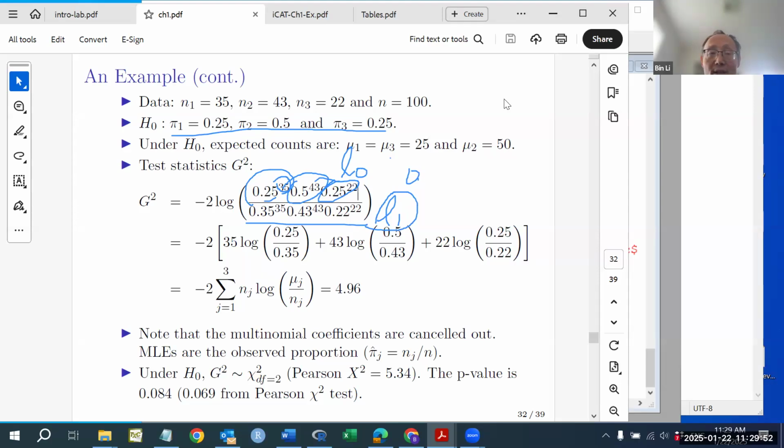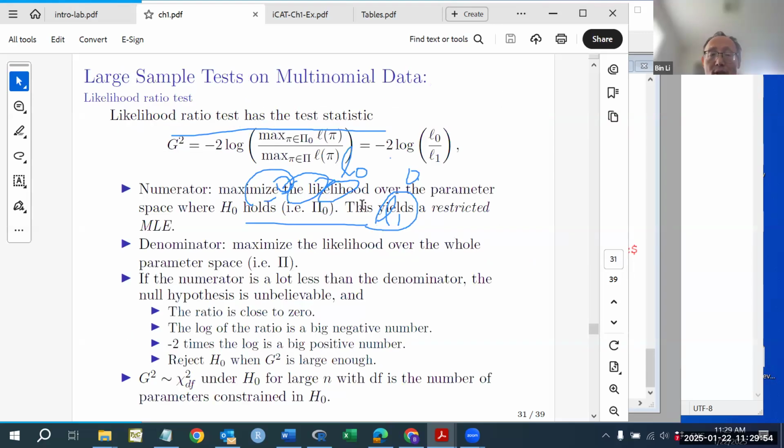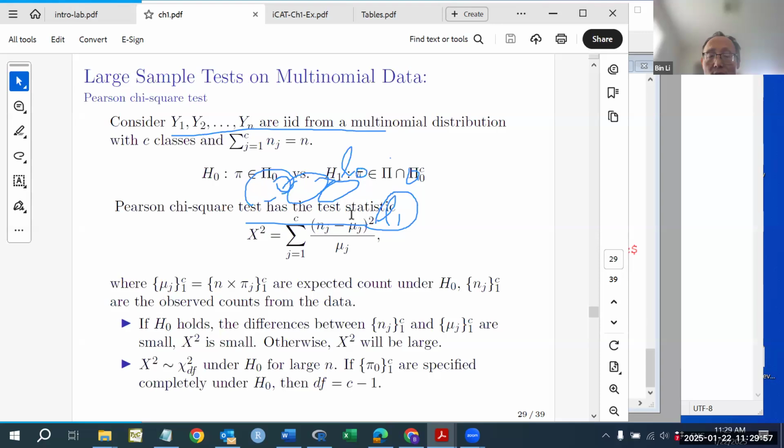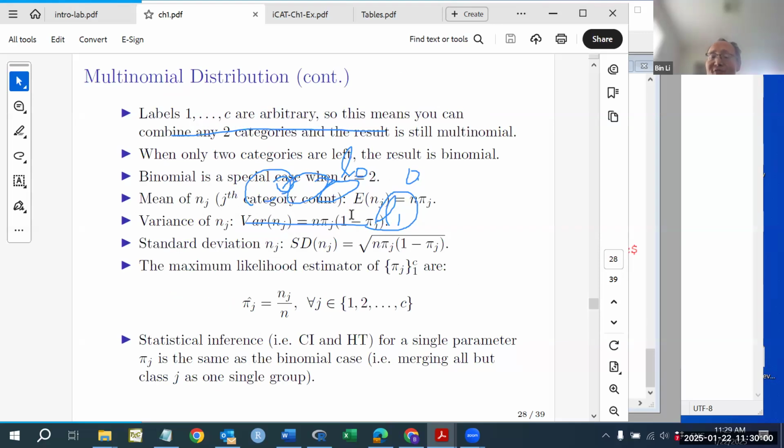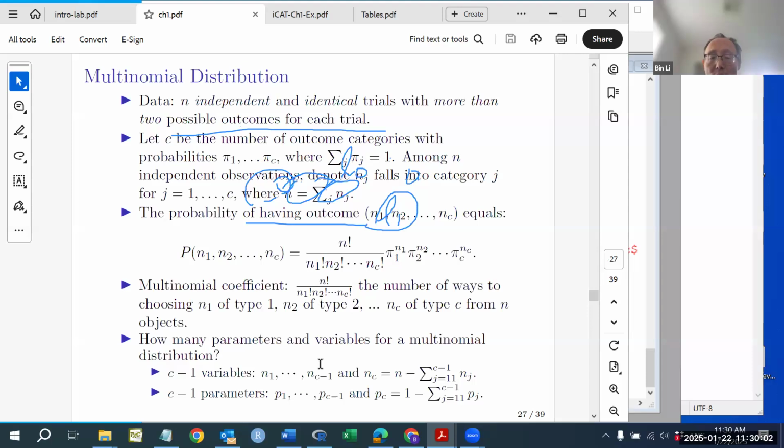But you may say, okay, wait, there's a problem. What problem? Because the L0, that's the likelihood value. But for the multinomial, we also have this part. We missed this part. Why didn't I include this part? The reason is this multinomial coefficient is a function of what? It's only a function of n and n1 through nc. Is that right? It's not a function of pi. It's not a function of pi j.